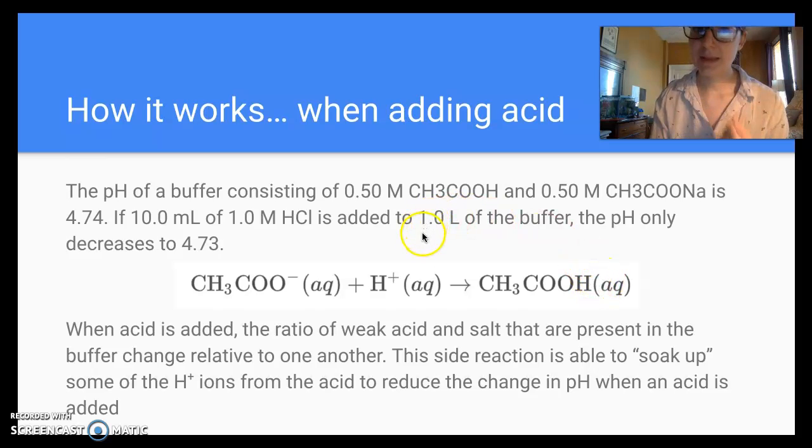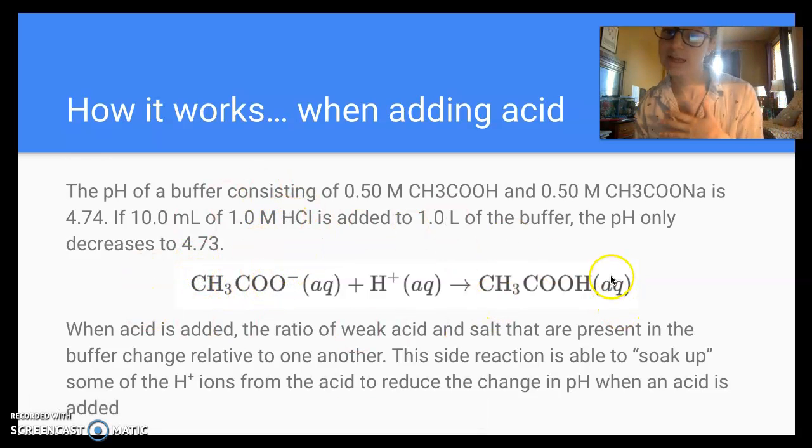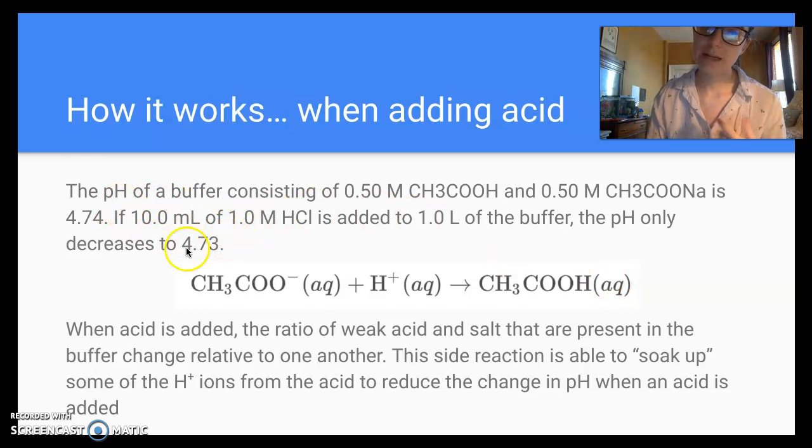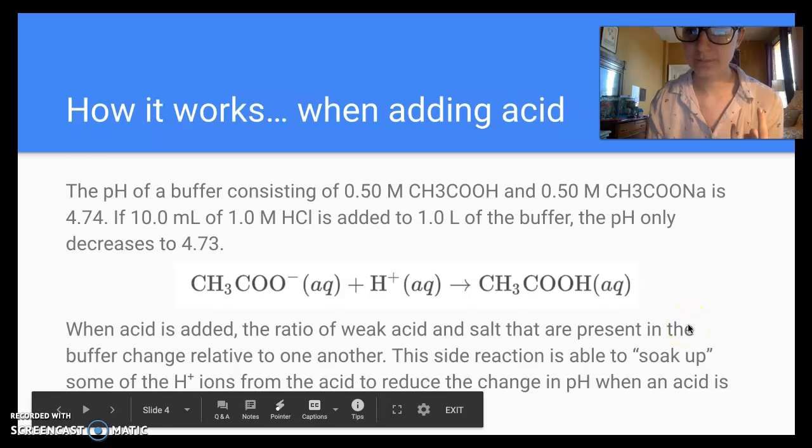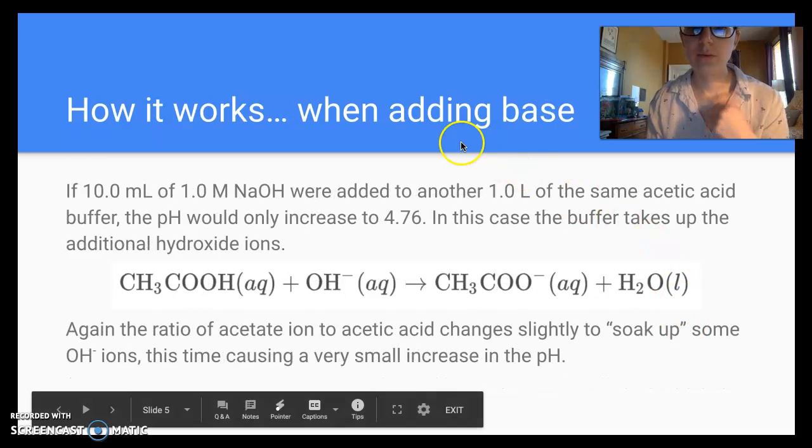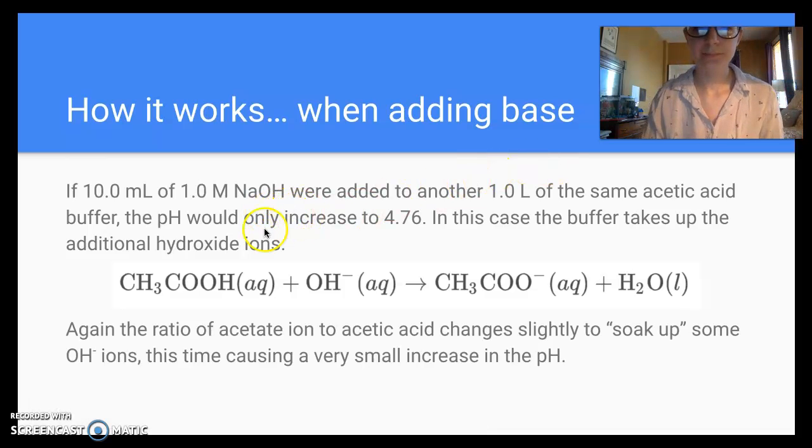Okay, so when we add H+, some of the salt reacts, so we have less of this ion in solution and more of this acid, but the pH stays relatively close to what it originally was. When we add a base, so instead of adding a strong acid, this time we're adding a strong base, sodium hydroxide. This is the reaction that occurs.